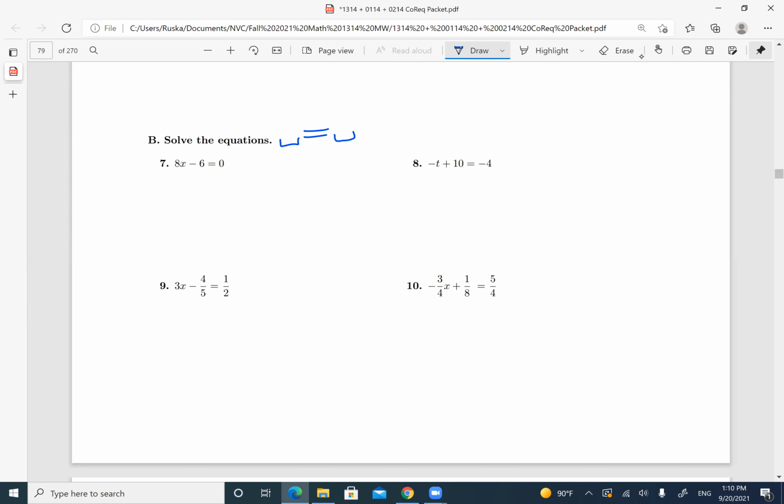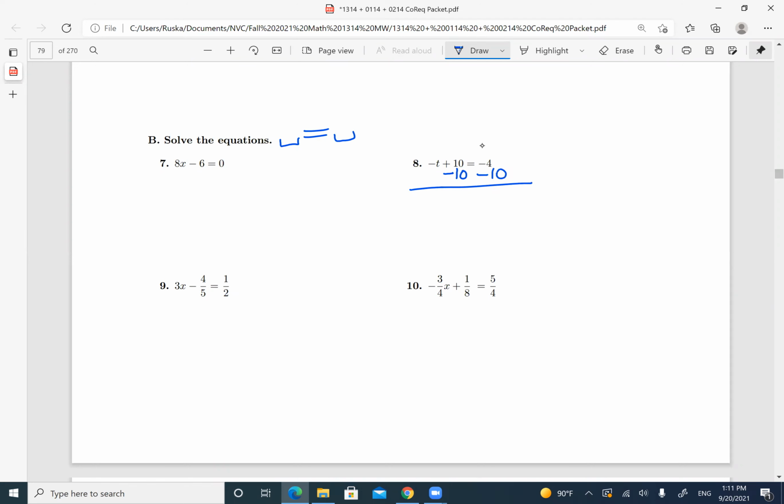Definitely 10. Okay, let's do 8 and 10 because of this negative. So let's do 8 and 10. Yes, so we're going to do that. Now, I want to get t by itself. So first I'm going to move 10 to the other side. When I subtract 10 from both sides, I'm going to move it over.